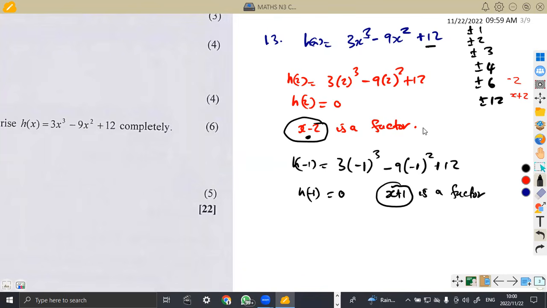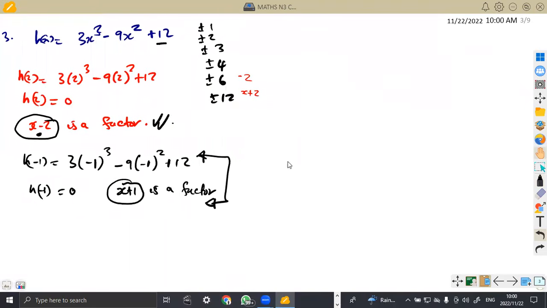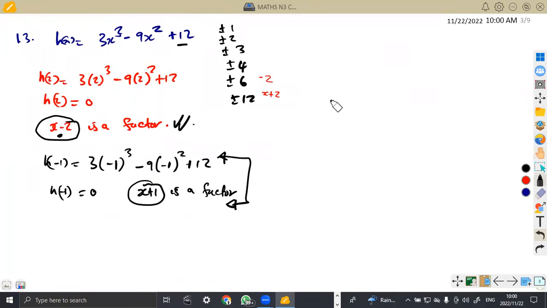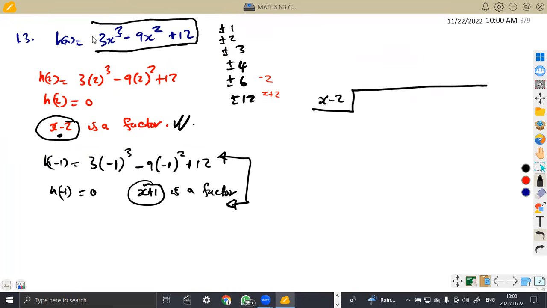But as for me, I have 2 as my factor. So this is the one that I'm going to use. If you had x plus 1, let's see the final answers if they are the same. Okay, so using x minus 2 as my factor, I'm going to divide x minus 2 into the whole expression, which is this part of h(x). So we've got 3x cubed minus 9x squared plus 12.